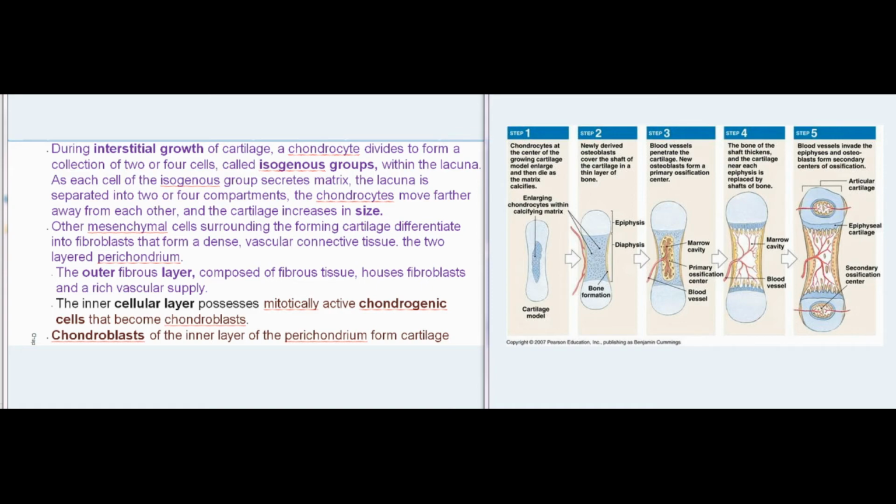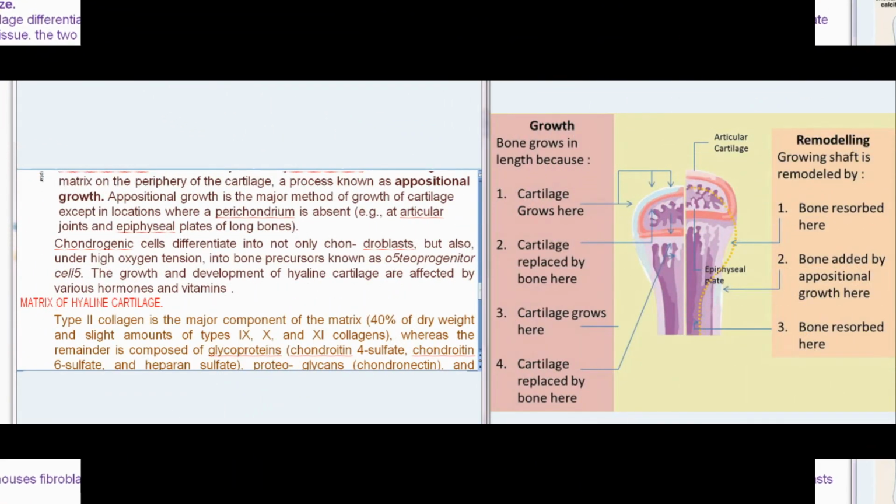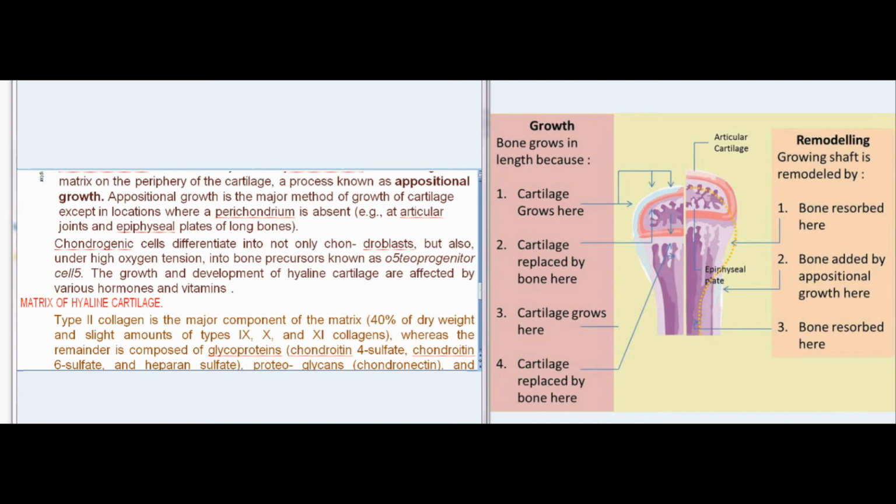Chondroblasts of the inner layer of the perichondrium form cartilage matrix on the periphery of the cartilage, a process known as appositional growth. Appositional growth is the major method of growth of cartilage except in locations where a perichondrium is absent, for example at articular joints and epiphyseal plates of long bones.